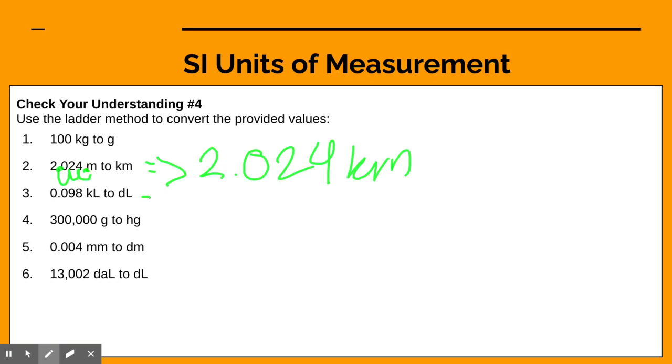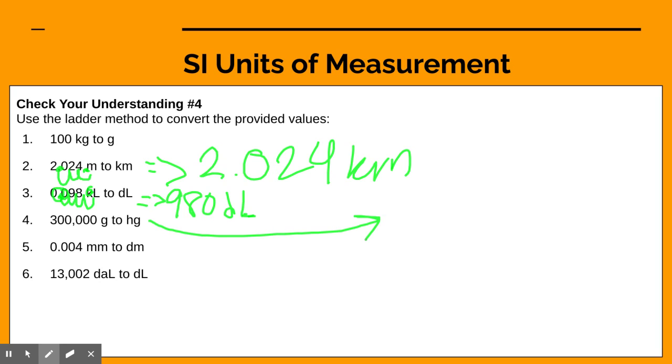Okay. And then number 3, kilometers to deciliters. So I know that the jump is going to be 3 to my basic units and then just 1 to deci. So I'm going to go 1, and I'm going to establish where my decimal place is, which is right here. And I'm going to be moving 4 jumps to the right. So 1, 2, 3, 4. The 0 goes there. So then my new number is going to be 980 deciliters.